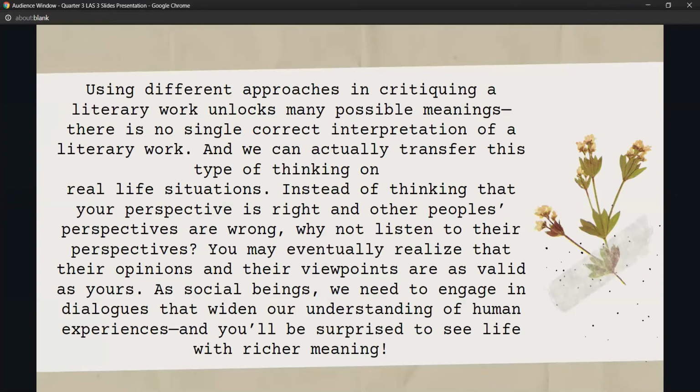There is no single correct interpretation of a literary work, and we can actually transfer this type of thinking to real-life situations. Instead of thinking that your perspective is right and other people's perspectives are wrong, why not listen to their perspectives? You may eventually realize that their viewpoints are as valid as yours. As social beings, we need to engage in dialogues that widen our understanding of human experiences, and you'll be surprised to see life with richer meaning.